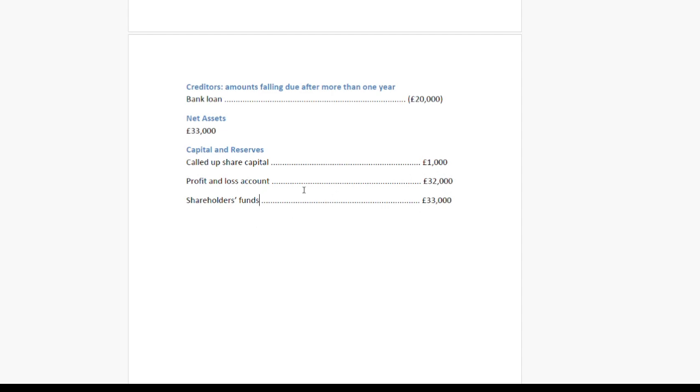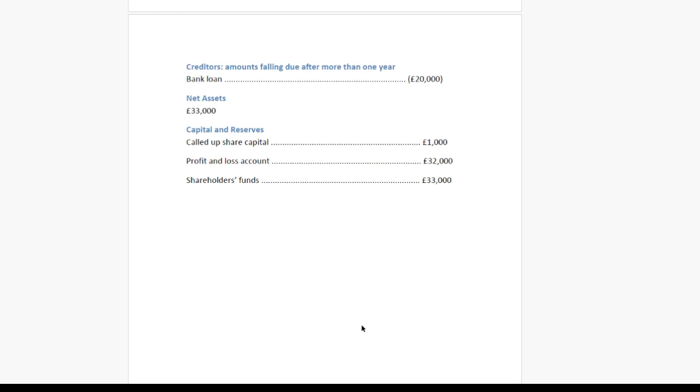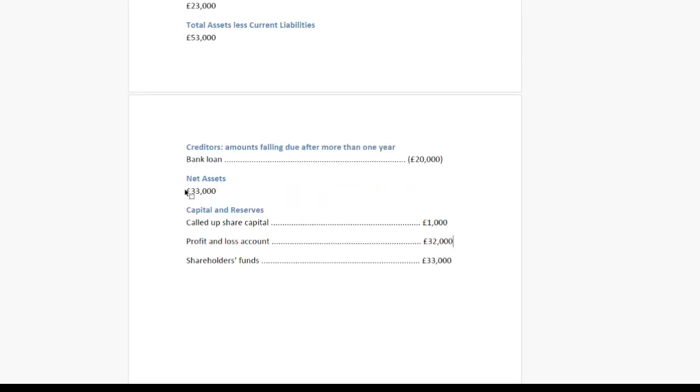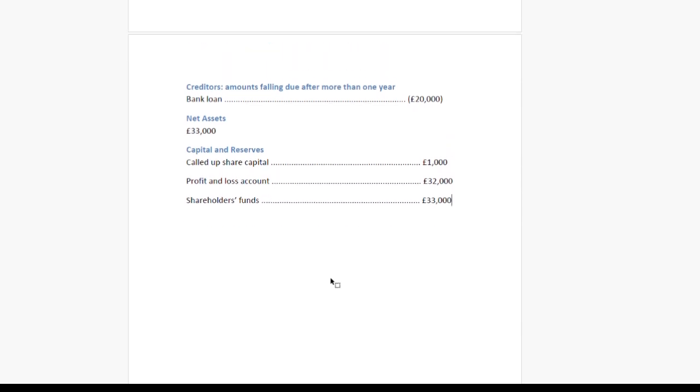And then shareholders' funds is really the accumulation of the two of those. So it's basically adding the share capital to your profit and loss to give you total shareholders' funds in the business. And the notion of a balance sheet is that shareholders' funds of £33,000 has to equal the net assets in the business of £33,000. So those two amounts have to equal, and naturally will, as long as your balance sheet has been done correctly. If you're looking at a balance sheet, just make sure that it does agree, it should agree.